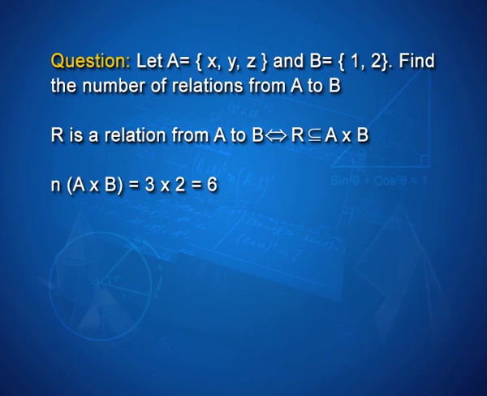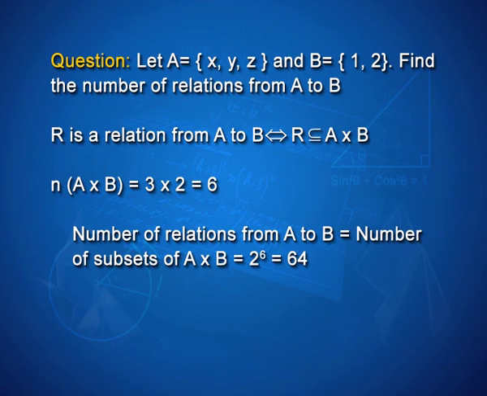And therefore, the number of relations from set A to set B, same as the number of subsets of A cross B, will be 2 to the power 6, which is the same as 64. So, 64 relations can be formed from set A to set B, and that is a little result that is at times tested as a 1 mark question as well in your exams.